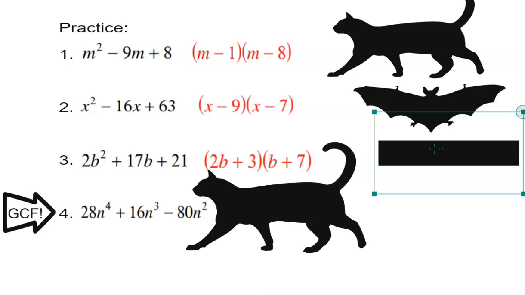2b plus 3 and b plus 7. Or you could have had them out of order and said b plus 7, 2b plus 3.